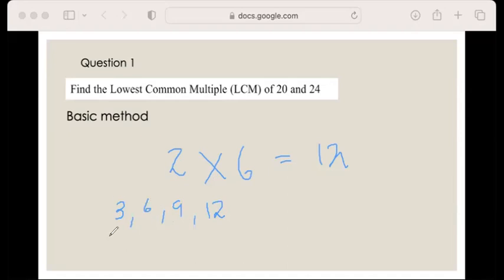Multiples means when a number is multiplied by 1, 2, 3, 4, 5, 6, and so on, this is what we mean by multiples. So multiples of 3 are 3, 6, 9, 12. Multiples of 2 are 2, 4, 6, 8, 10, and so on. Multiples of 12 can be 12, 24, 36, and so on, 48. So these are what we mean by multiples, that is, when a number is multiplied by the other numbers like 1, 2, 3, 4, 5, 6, and so on.